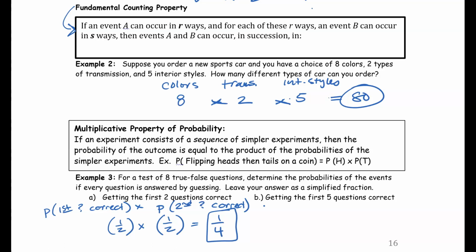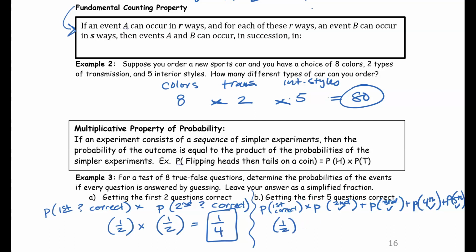With the second one, we want to know what's the probability of getting the first 5 questions correct. So this one's a little bit longer. So we're going to take the probability of getting the first one correct times the probability of getting the second correct, times the probability of getting a third one correct, times the probability of the fourth one correct, and then the probability of the fifth correct. And each one of those is 1/2 because there's a 1 out of 2 chance in getting the question correct if it's true false. So I'm going to take 1/2 and multiply it by itself 5 times.